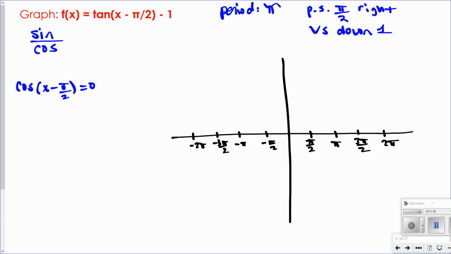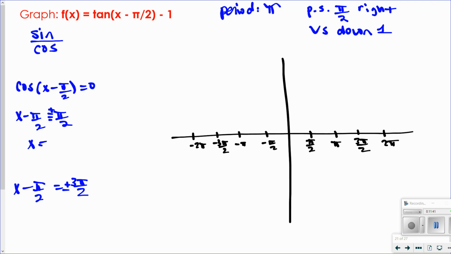So on the unit circle, one rotation, 0 to 2 pi, cosine is 0 where the x-coordinate is 0. So pi over 2, 3 pi over 2, or negative pi over 2, negative 3 pi over 2. And so I'm going to say x minus pi over 2 equals pi over 2, and x minus pi over 2 equals 3 pi over 2. So maybe I will put those there to keep that in mind when we're solving.